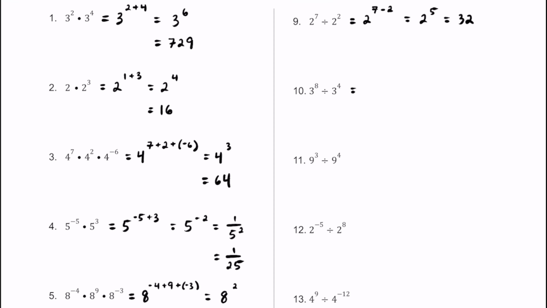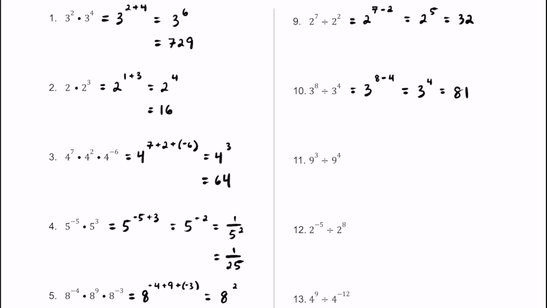For number 10, we are dividing again. We have another quotient, but we have common bases of 3. So as a shortcut, if we're dividing, we're finding the quotient, we can subtract these exponents and write 3 to the 8 minus 4 power. 8 minus 4 is going to be 4, so we have 3 to the fourth power, and 4 3's multiplied together is equal to 81.